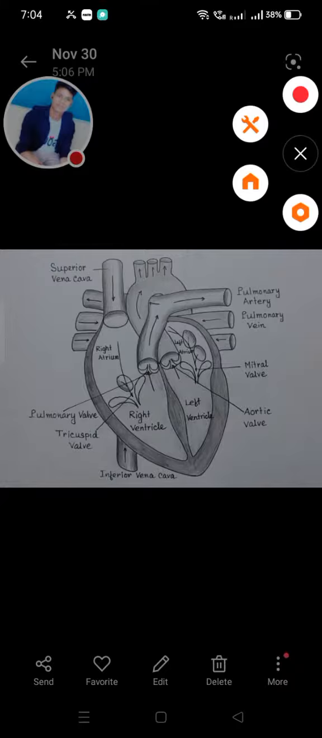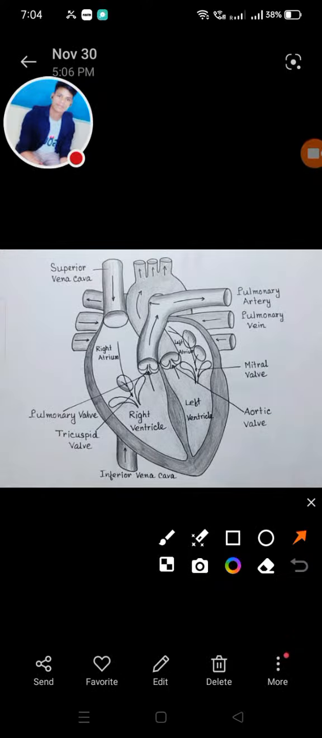First we are discussing the diagram of the heart. Sometimes they ask how many chambers are there in the heart. As you all know, we have 4 chambers. What is the first chamber? The first one is the right atrium, the second is the right ventricle, both on the right side. On the left side we also have 2, called the left atrium and left ventricle. So these 4 are the heart chambers.